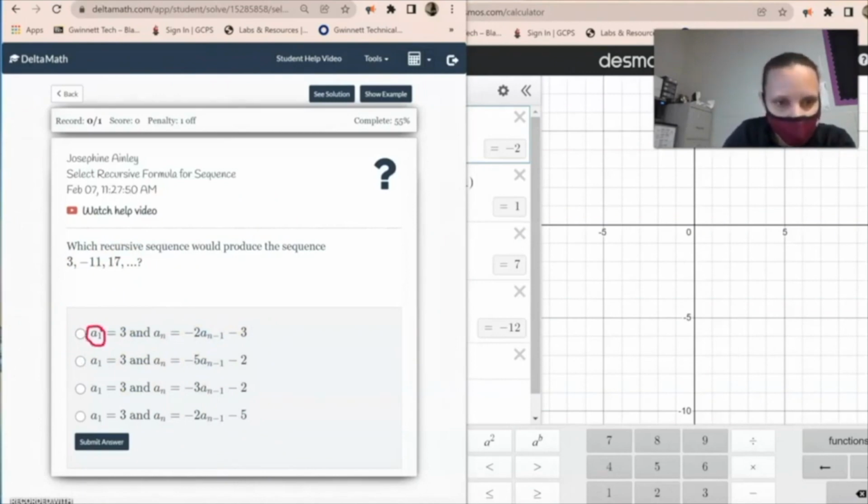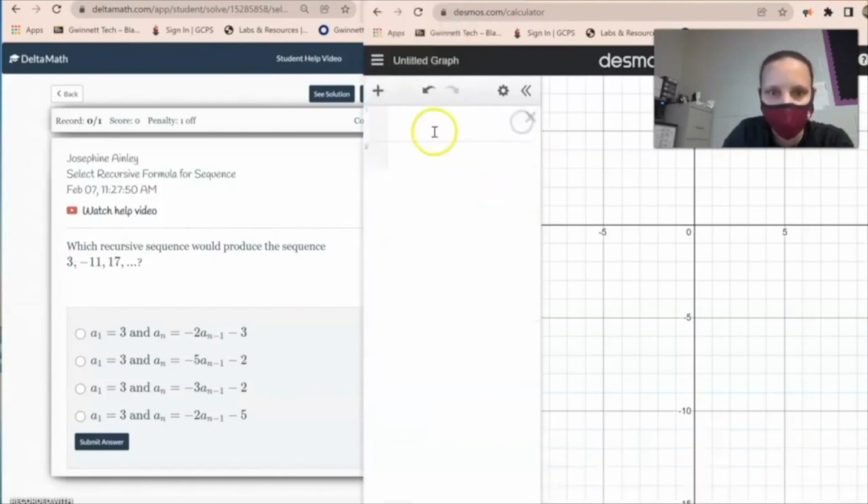So now I'm looking at the second term. When I take the second term and subtract 1 from it, I'm going to get the first term. So what this is saying is negative 2 times whatever the first one was, which is this, then minus 3. Is that going to give you 3? That's the question.